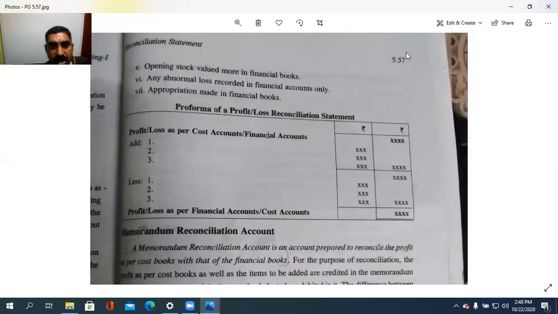Then opening stock valued more in financial books. അത് പറഞ്ഞിട്ടുണ്ടല്ലോ അതിനകത്ത് അല്ലെ? Opening stock valued less in financial books ആഡ് ചെയ്യണം. Opening stock valued more in financial books ഡിഡക്ട് ചെയ്യണം.